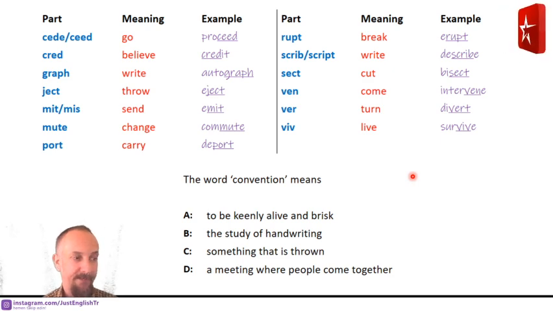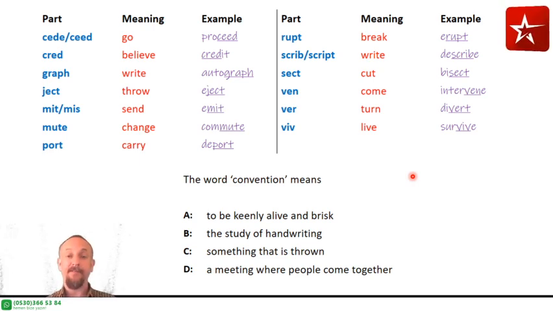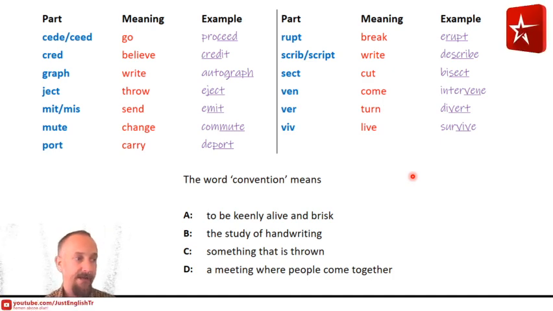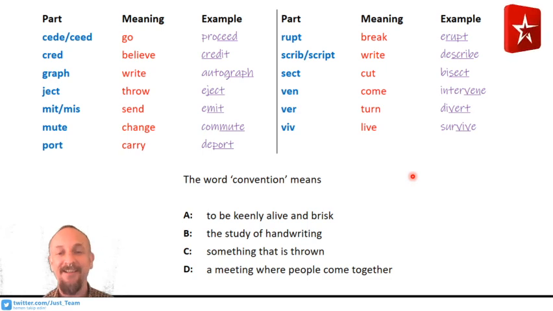Okay, so A, to be keenly alive and brisk. B, the study of handwriting. C, oh, there we go, something that is thrown. And D, a meeting where people will come together. Hopefully you're not using your dictionaries. Diksha, very good. Well done, Jada, Ejem, Muharrem, Aina, and Eğitim Bilimleri Dersleri. Well done. Yeah, the correct answer is D.